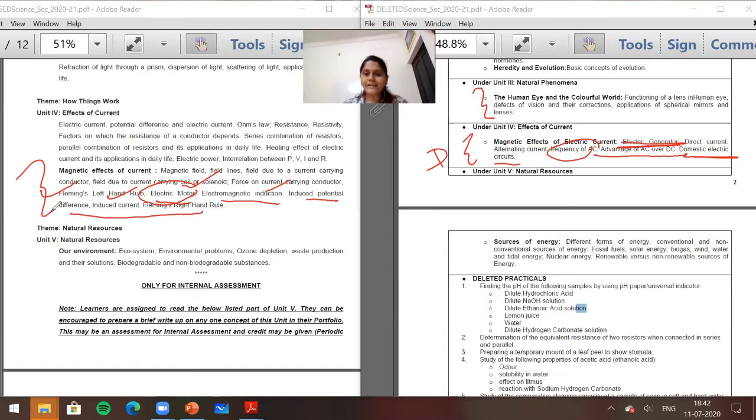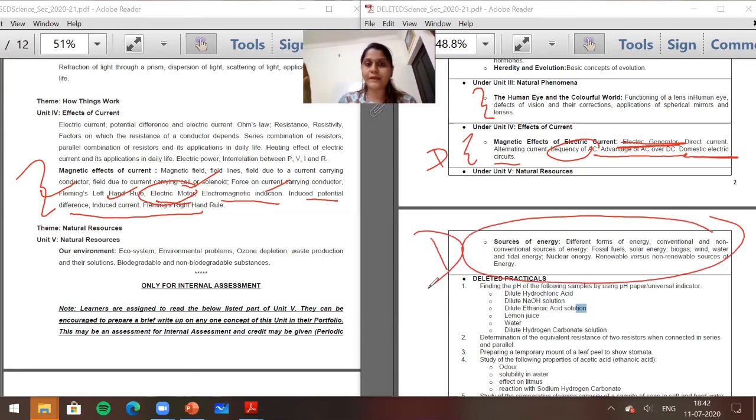Natural resources, oh my god, full chapter deleted. Full chapter, sources of energy, full chapter deletion. It was quite an easy chapter. One or 2 mark questions used to come, 1 mark question used to come from this chapter. But again, it's deleted. This is a very easy chapter. Right. No problem. Now natural resources, no deletion in natural resources. The entire chapter is there.